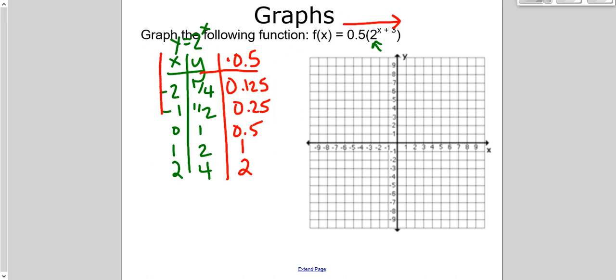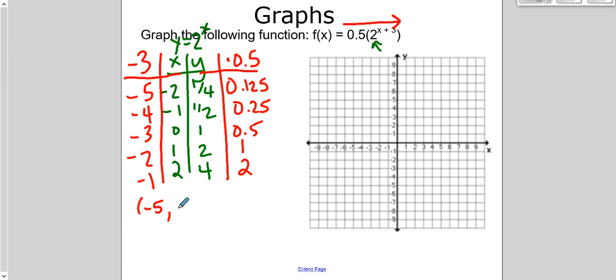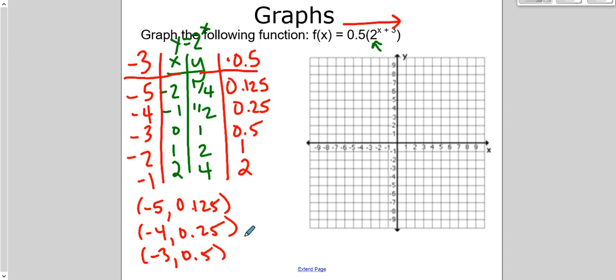So that means all over here, we want to subtract 3. So -3 minus 2 is -5. Then -4, -3, -2, -1. Perfect. So this gives us our new points at -5, 0.125, and -4, 0.25, -3 and 0.5, -2 and 1, and -1 and 2.